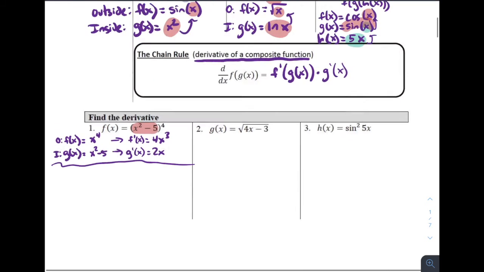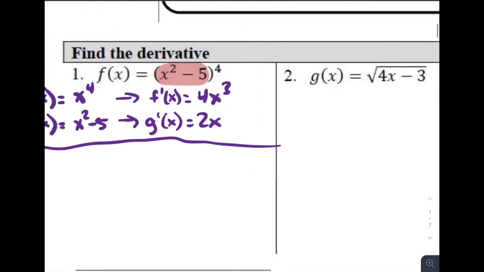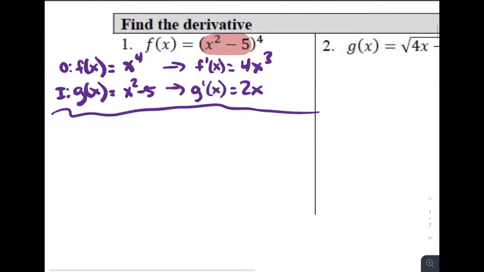Now again, from our chain rule up here, if we're going to take the derivative of the composite, it's going to equal f prime of g of x times g prime of x. So I'm going to get that set up over here. Let's change the color. So our derivative is going to be f prime of g of x times g prime of x. All right, what does that look like for this particular problem?